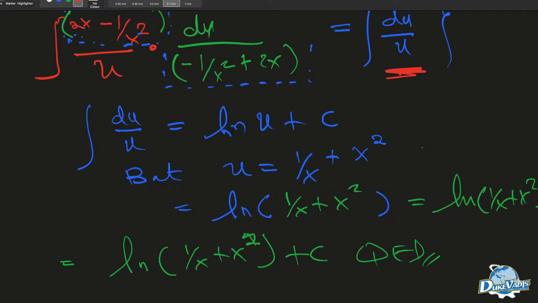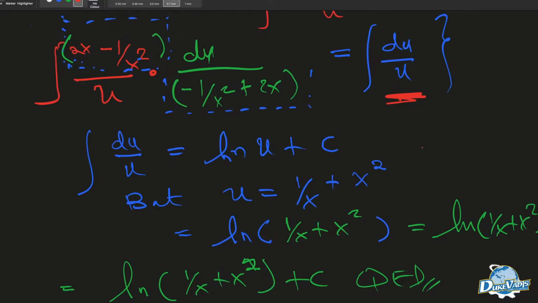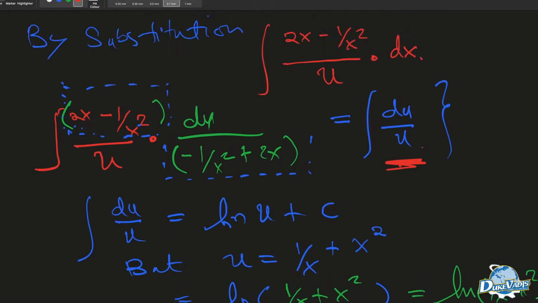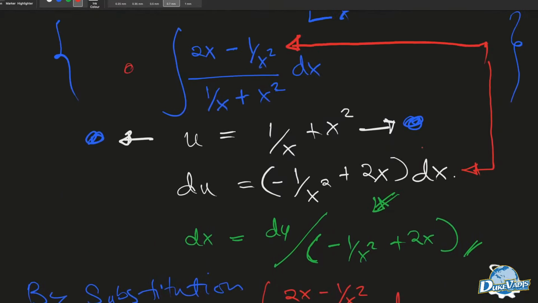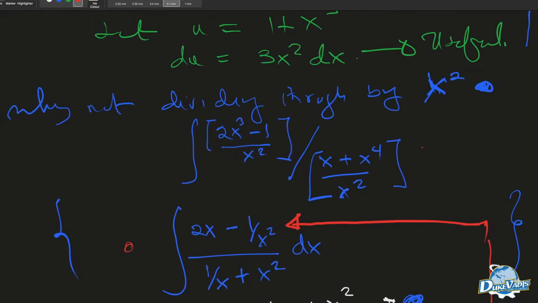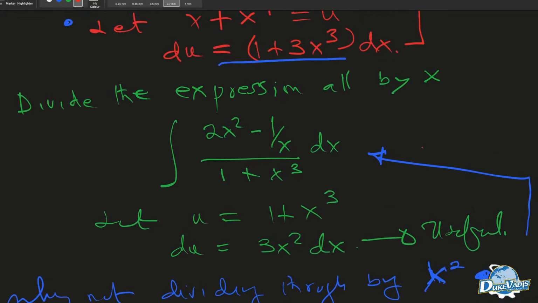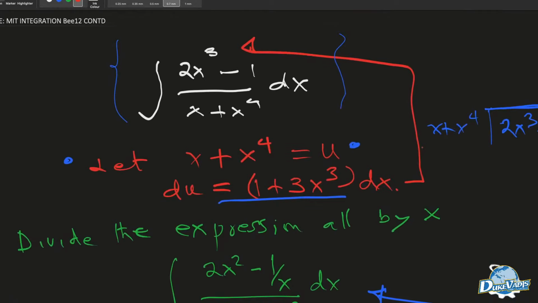So after that, we substituted the u that we used into the equation, and our answer became natural log of 1 over x plus x squared plus c. And this question, as you know, is coming from MIT, and we're supposed to do this question quickly when we are faced with it in the examination.